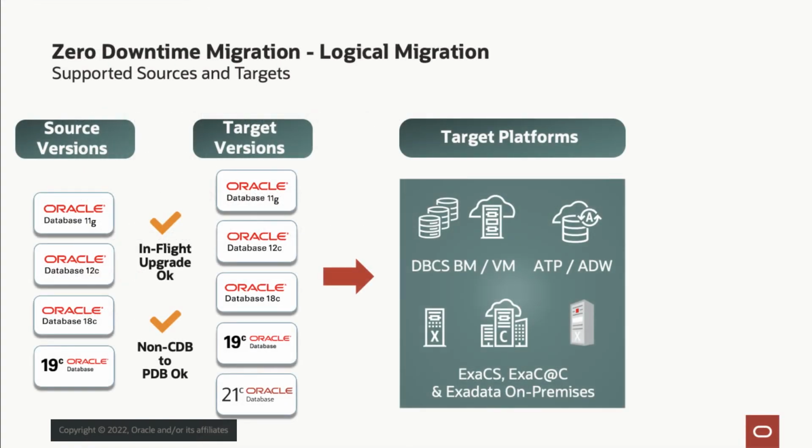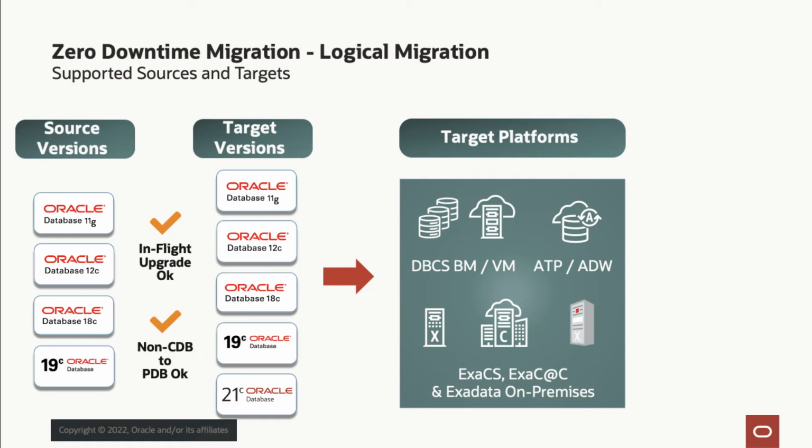And just as we did for physical migration, before going into the different architecture and step-by-step scenarios for logical migration, let's talk about the supported sources and supported targets. So logical migration in ZDM allows for source versions 11.2.0.4 onwards and targets 11.2.0.4 and higher as well. A big difference here is that you can actually migrate cross version, meaning you can perform an in-flight upgrade.